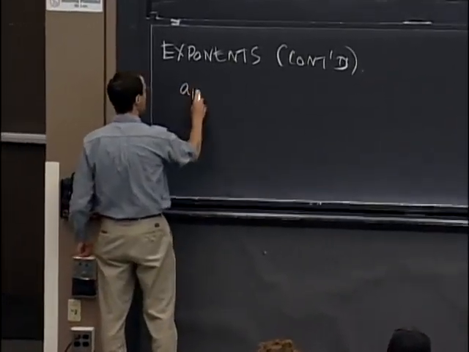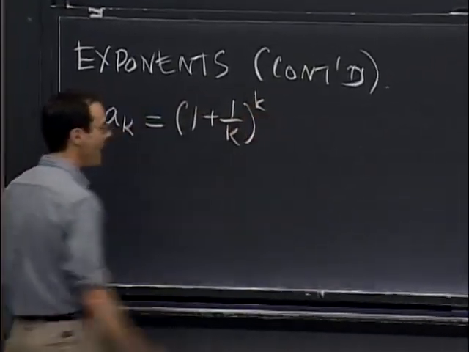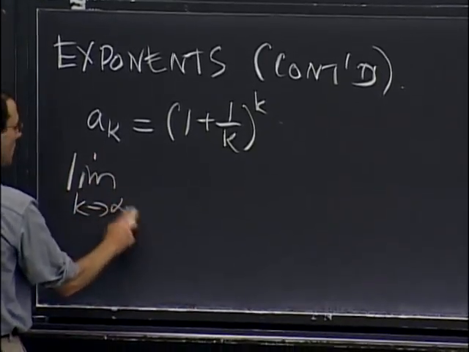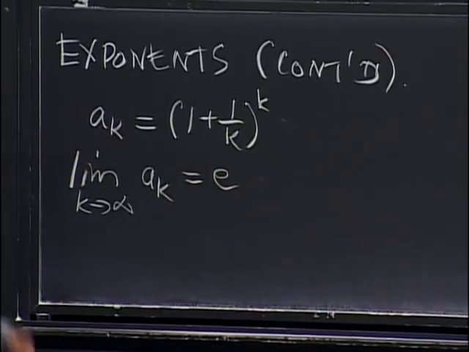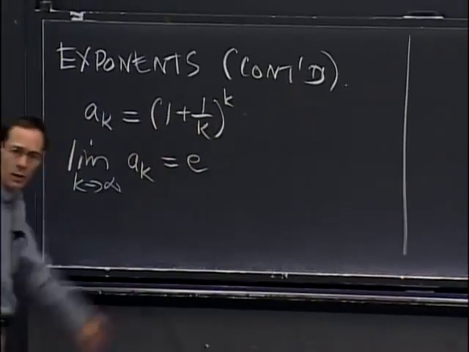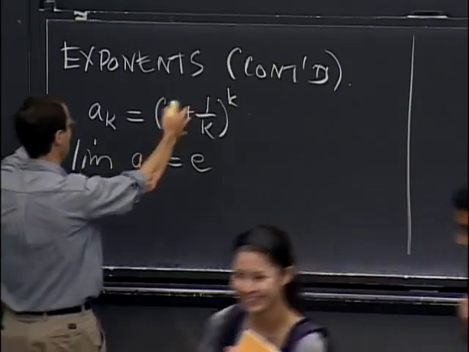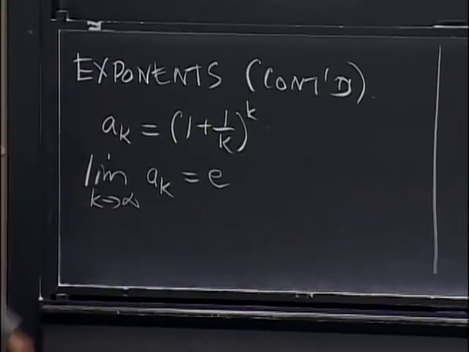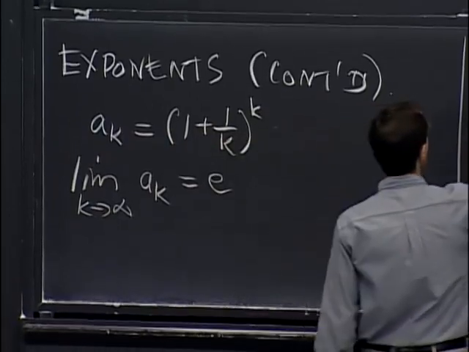Remember that we were talking about this number a_k, which is (1 plus 1 over k) to the kth power. And what we showed was that the limit as k goes to infinity of a_k was e. So the first thing that I'd like to do is just explain the proof a little bit more clearly than I did last time, with fewer symbols, or at least with this abbreviation of the symbol here to show you what it was that we actually did.